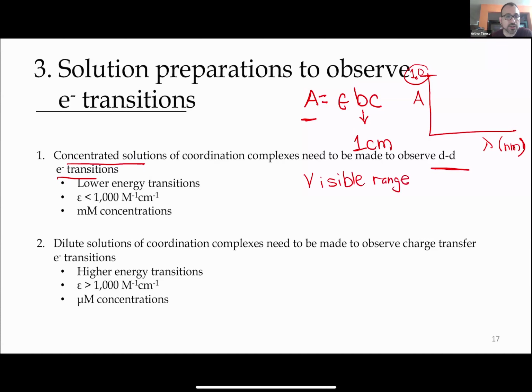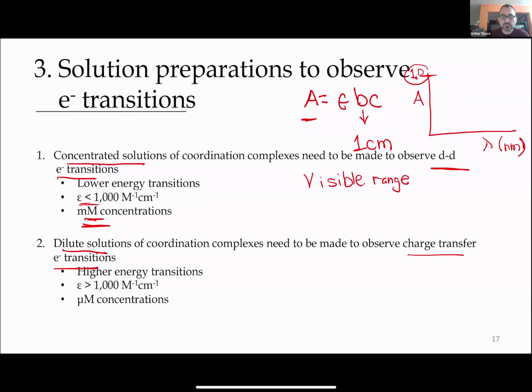This is a reminder of what we already talked about. They have generally low extinction coefficients. So for you to see them, the suggestion is to make millimolar concentration of your solution to be able to see them. Now, in contrast, if you want to look at charge transfer electronic transitions, these have higher extinction coefficients. Because you have higher coefficients, you need to work with dilute solutions as opposed to concentrated solutions if you want to see d-d electronic transitions.